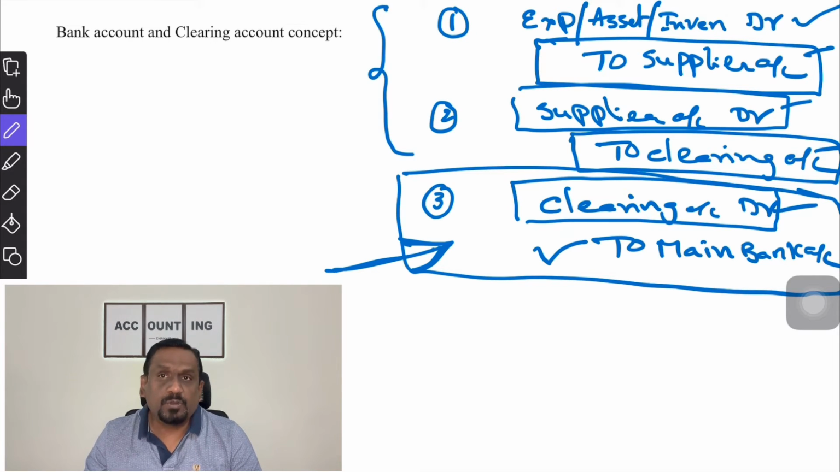In case, at times, what will happen? This payment entry will get posted as clearing account debit and main bank account credit. That's good. At times, what will happen? That payment will get rejected by the supplier bank. When the payment gets rejected, this will appear in the receipt side of the bank statement. That rejection will appear in the receipt side of the bank statement.